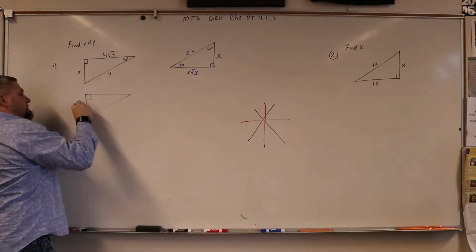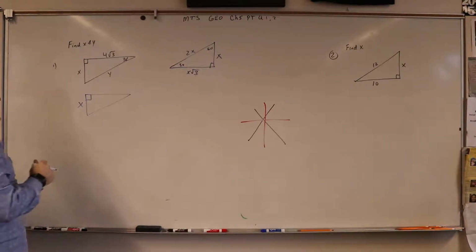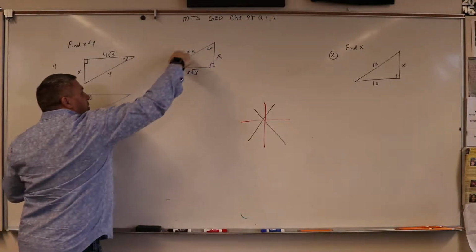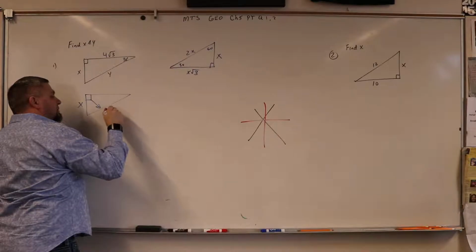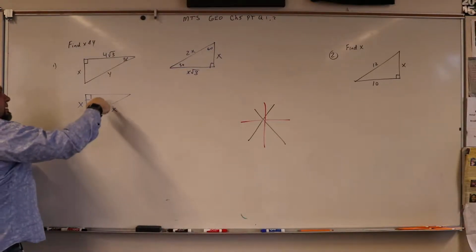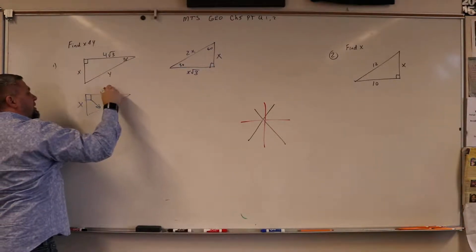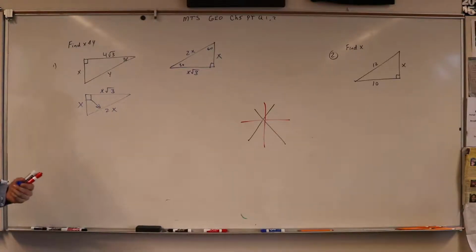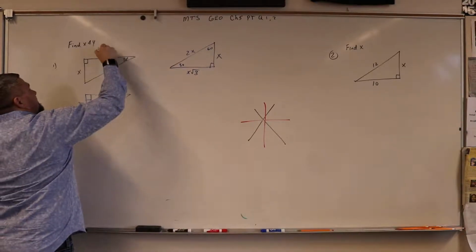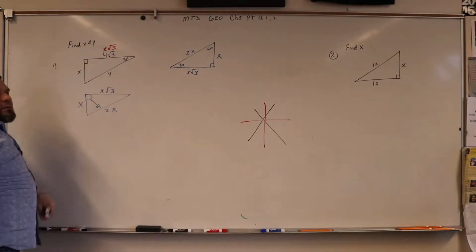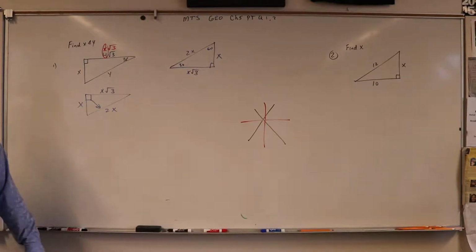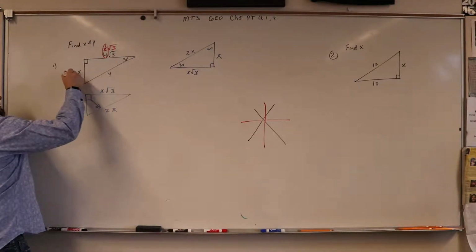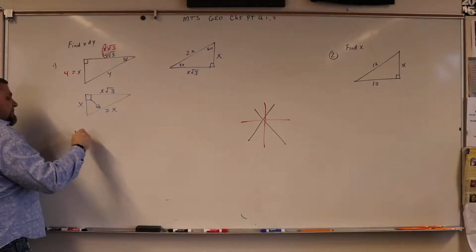And I'm like, okay, x is here. This is the hypotenuse, so the hypotenuse is always 2x, right? And then this is going to be x square root 3. When I look at that, I can go, okay, well this is x square root 3, so then x is 4. So x is equal to 4.